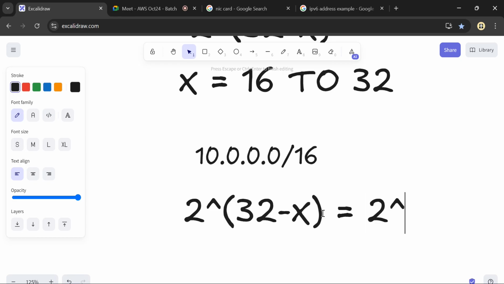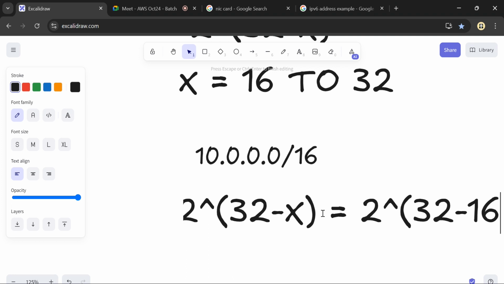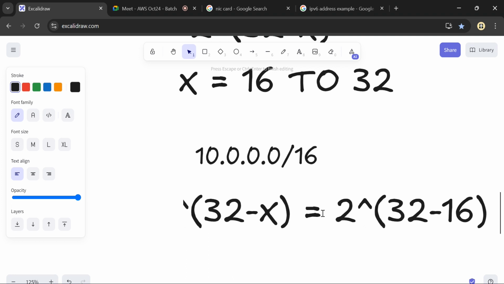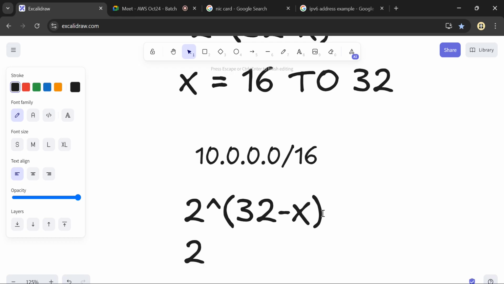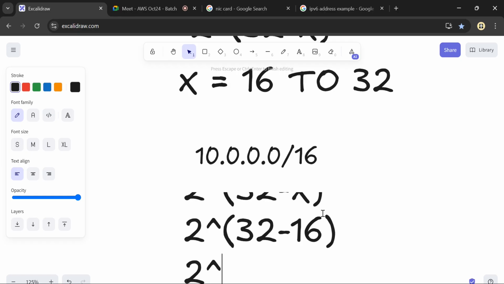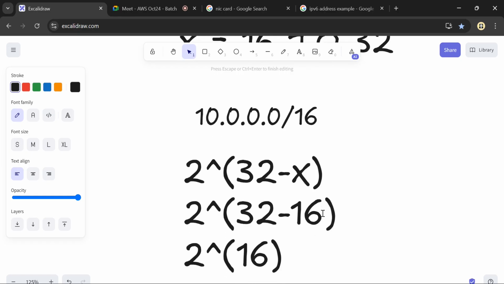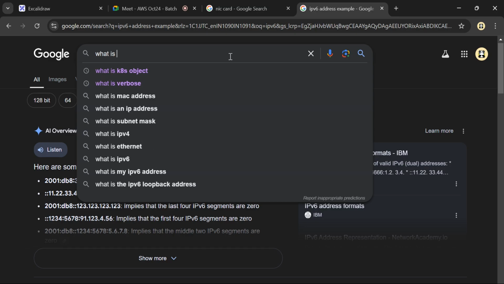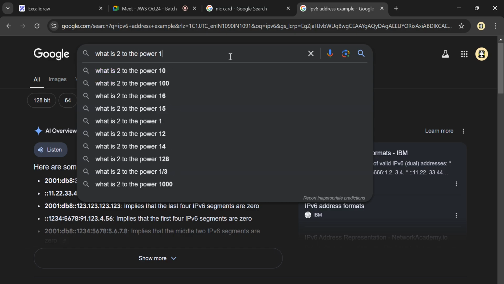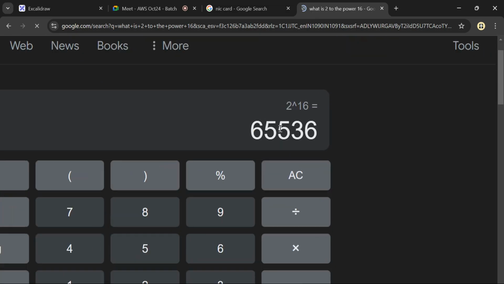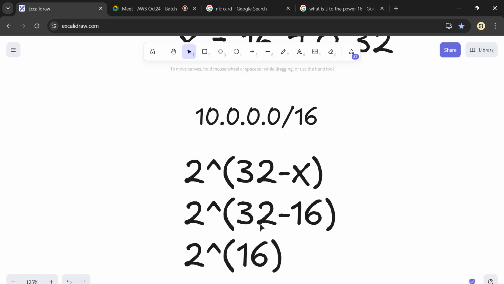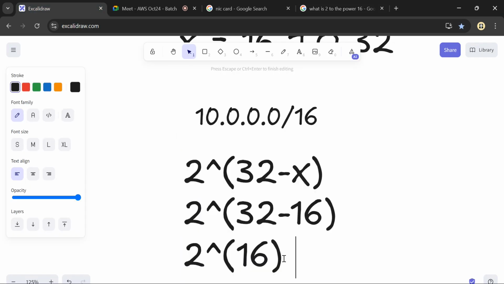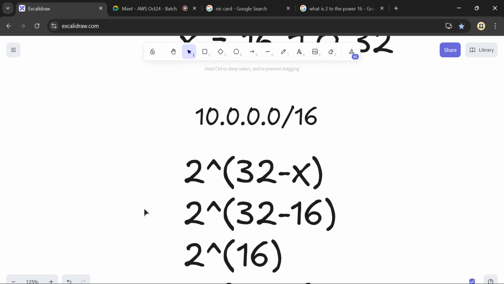It will be equal to 2 to the power 32 minus 16. Let me write it here below: 2 to the power 32 minus 16. That will come to 2 to the power 16. Okay, and if you check what is 2 to the power 16, you can also calculate it in your calculator, then it will be around 65,536. So this is the answer, right? So 2 to the power 16 is equal to 65,536.